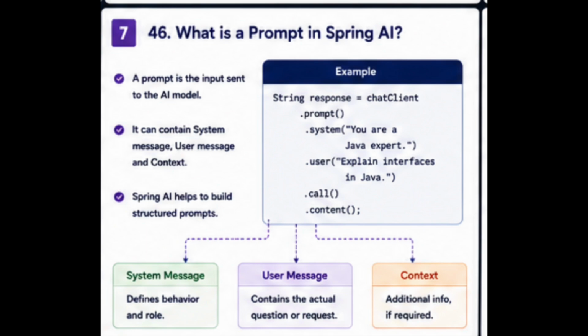In Spring AI, a prompt represents the input sent to the AI model. A prompt can contain different types of messages. For example, a system message defines the behavior of the AI.